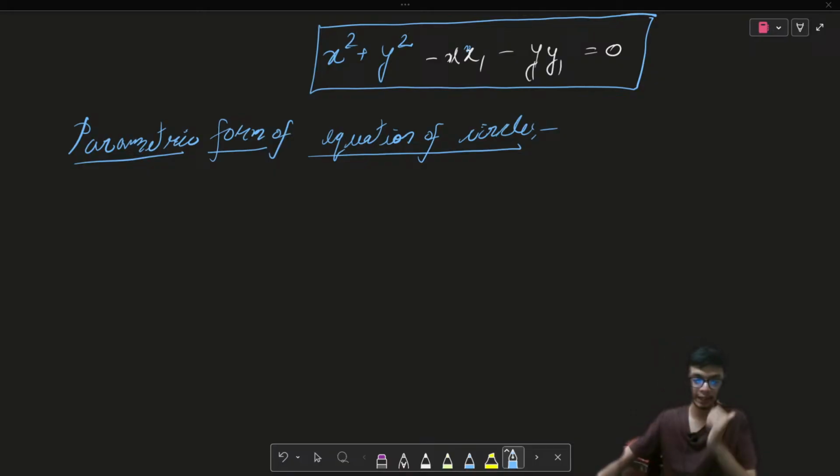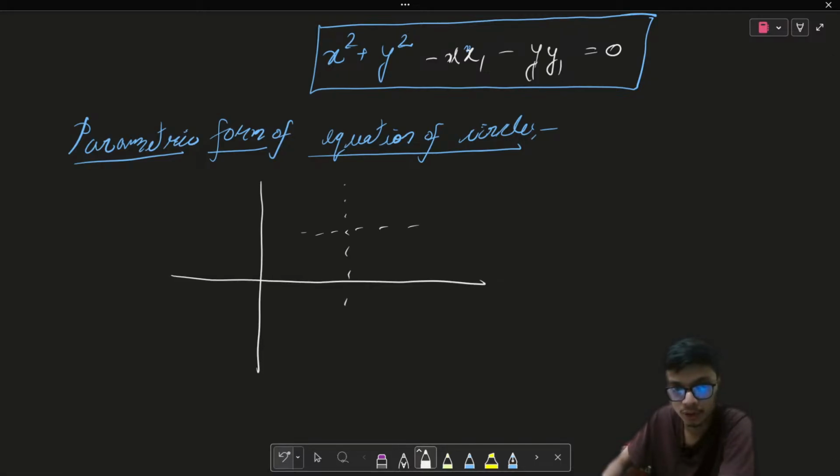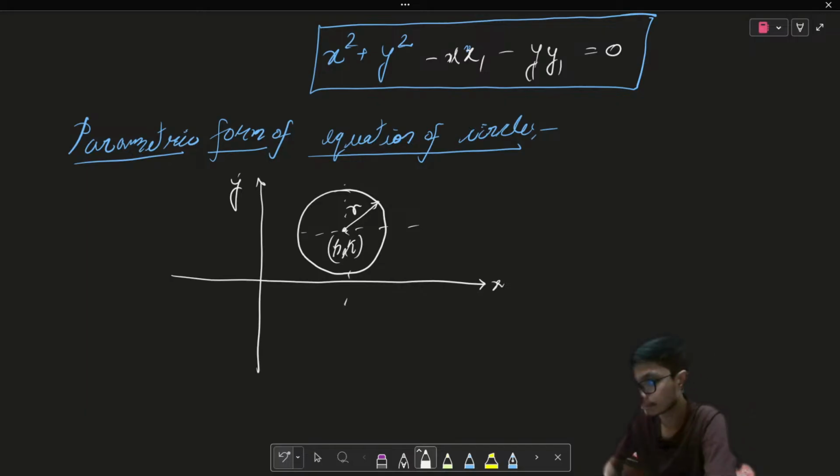In order to describe this parametric form, two things should be known to you: the radius and the center of the circle. Let us draw the coordinate axes. Let us say we have a circle with some center h comma k, and the radius of the circle is given as r. This is our given problem.